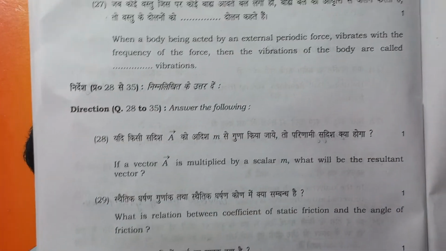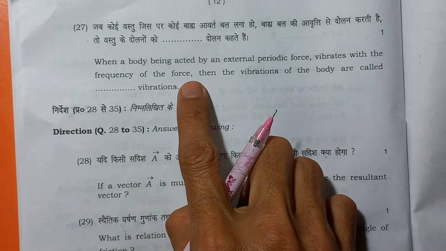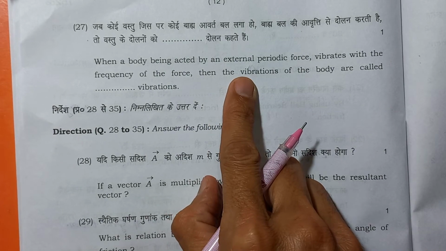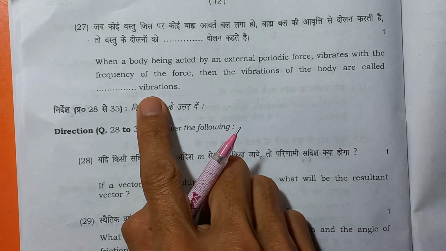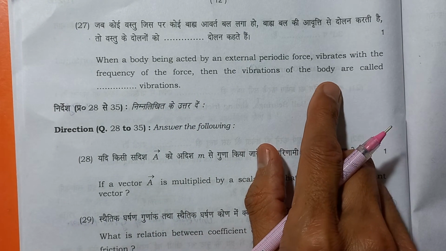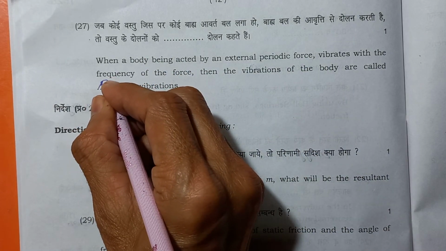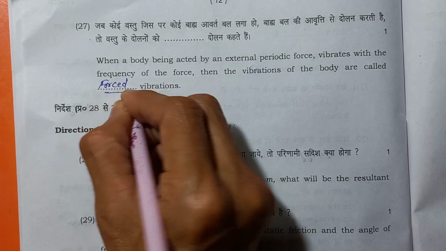27th question, when a body being acted on by an external periodic force vibrates with the frequency of the force, then the vibration of the body is called, it will be called forced vibration.